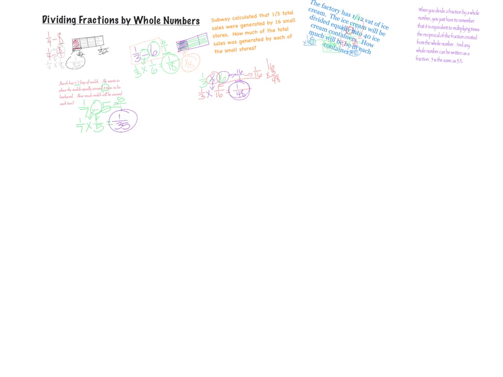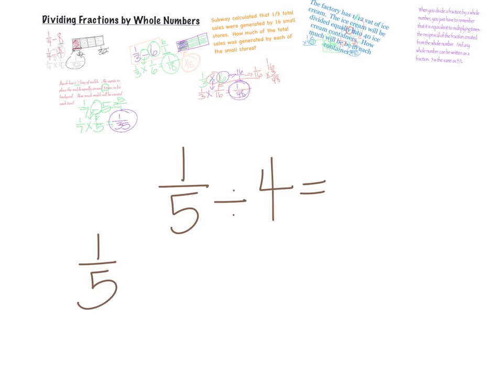Let's do this one last one. Let's do 1/5 divided by 4. Now remember what our steps are. I'm going to leave my 1/5 the same. My 4, I have to think in my mind that that's 4 over 1, but I need the reciprocal. So I'm going to flip it to 1/4.